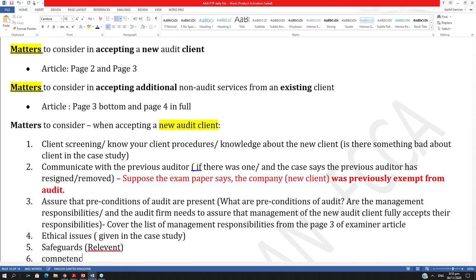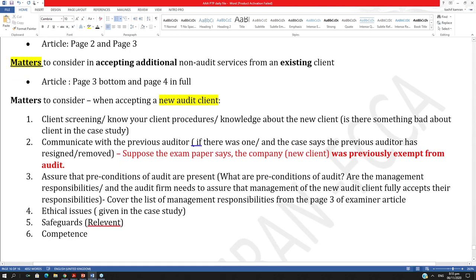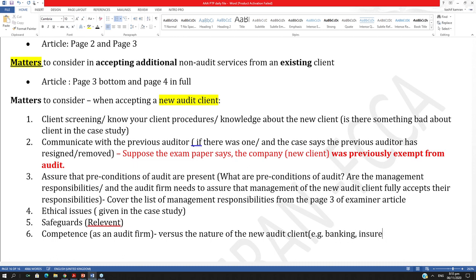Then also you have to consider your competence as an audit firm. So as an audit firm, do you have competence versus the nature of the new audit client? Is that important? As an audit firm, you need to consider your competence versus the nature of the new audit client. Example, banking. Example, insurance. Example, pharmaceutical. Example, technological, etc.